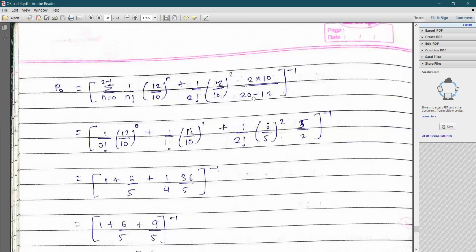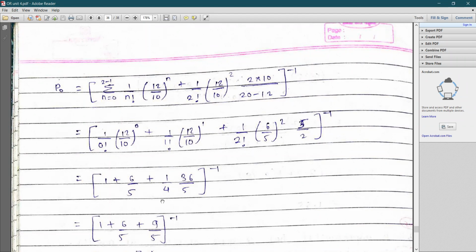Lambda's value is 12, and c into mu is 2 multiplied by 10, that is 20, minus 12. Then 1 upon 2 factorial into 12 upon 10 raised to the power 2. The value of n is 0, so putting 0 and 1 here, we get 1 upon 0 factorial, which is 1. Therefore this is 1 plus 1 upon 1 factorial means 1, 12 upon 10 is 6 by 5 raised to the power 1, plus 1 upon 2 factorial means 1 by 2 into 6 upon 5 raised to the power 2, and that is 5 by 2, and whole bracket raised to the power minus 1.